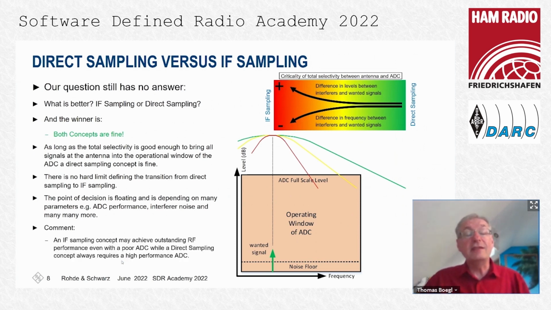And if we have made the decision to go for an IF sampling concept already, in that case, we can also relax the quality of the A to D converter, which says we can use a cheaper one, because anyway, we now have sufficient selectivity distributed to the preselector and to the IF filters. So that means we can relax the complete receiver concept. So IF sampling and direct sampling is also a question of costs for the complete receiver. So it's not only a technical effect, it's also an effect of costs.